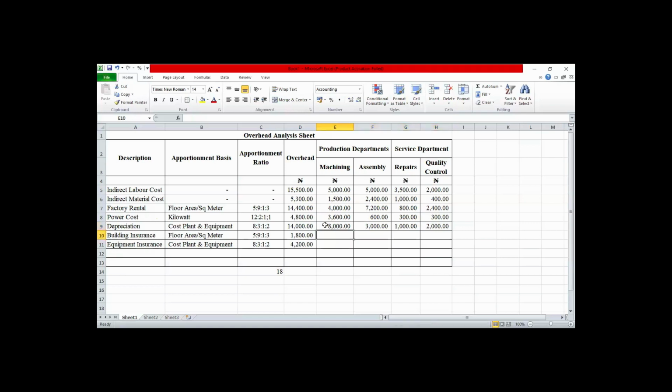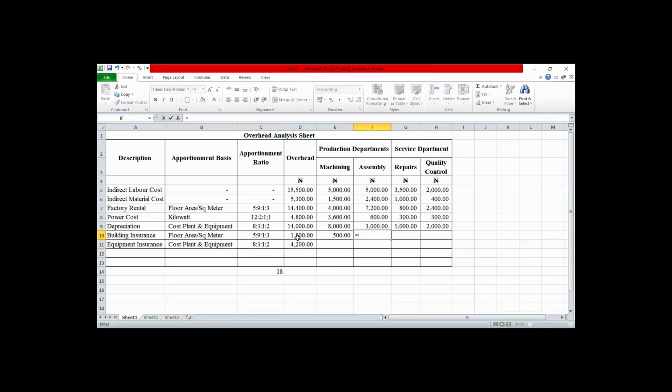Let's do the next one. The addition of the ratio, we have 5 plus 9 plus 3 plus 1. That's 18, Abi? 18, sir. Then we now have 5 divided by 18 times 18,000. I have 5,000 here. Yes.